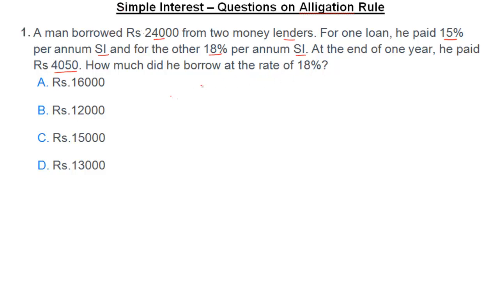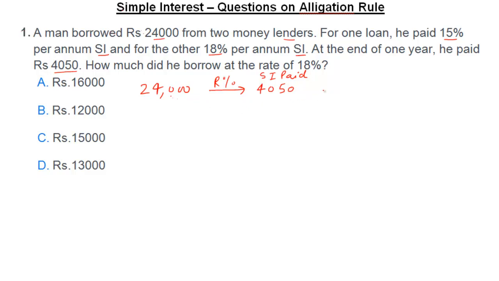Right, the situation is he is borrowing from two different money lenders. So in order to apply the alligation rule, first you should know what is the average interest rate paid on this whole money. So this money is 24,000 and the interest paid is 4050. So this is the simple interest paid on the whole sum, 4050. So here we can calculate the average interest rate for this whole money.